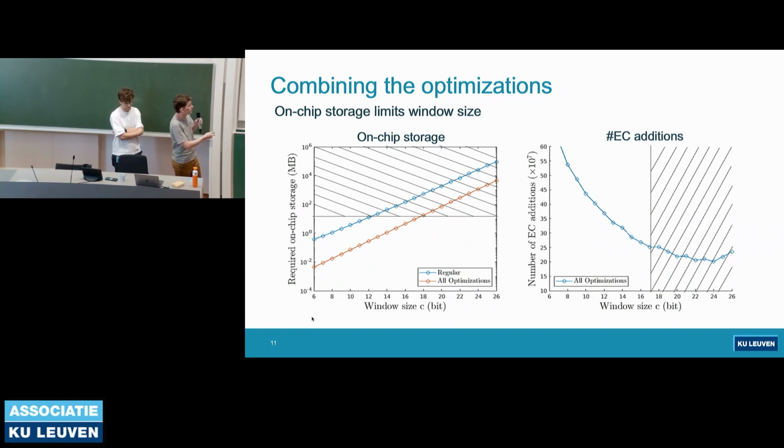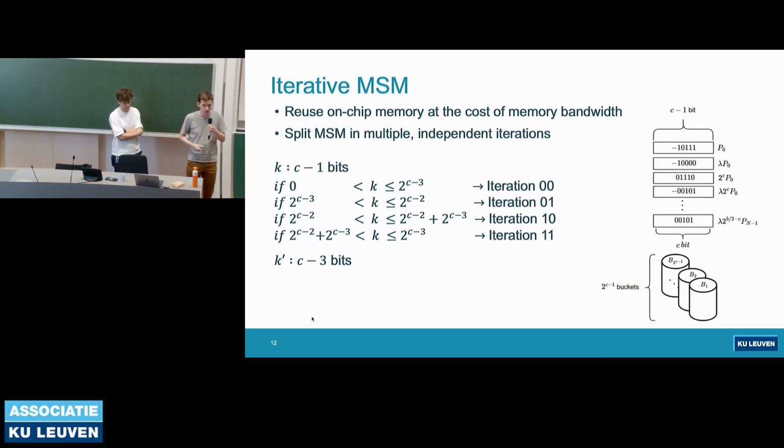However, 17 is still not what we want. We would realistically now want to go to even larger window sizes, and that is why we figured out a way to reuse on-chip memory with an approach we call the Iterative Multi-Scalar Multiplication. We want to reuse on-chip memory so that we can go to larger window sizes, and to be able to do that, we split the multi-scalar multiplication up into multiple independent iterations.